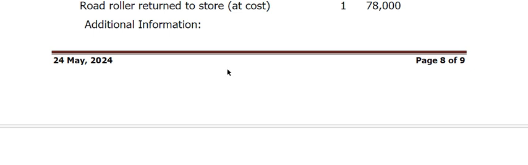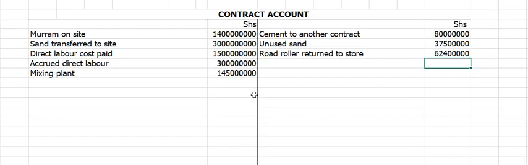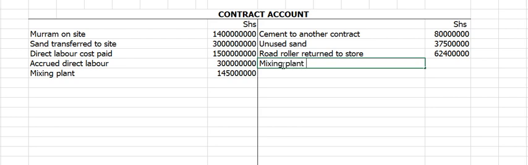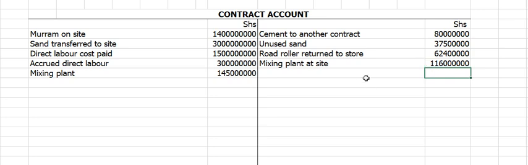Okay, but of course, even the mixing plant, we have to get the mixing plant at site at the end of the year. The mixing plant on site should also be depreciated. Its cost is 145 millions. Still, I will get 80% because all assets are depreciated at 20%. So 80% of 145 millions. What is its value? Its value will be 116 millions.